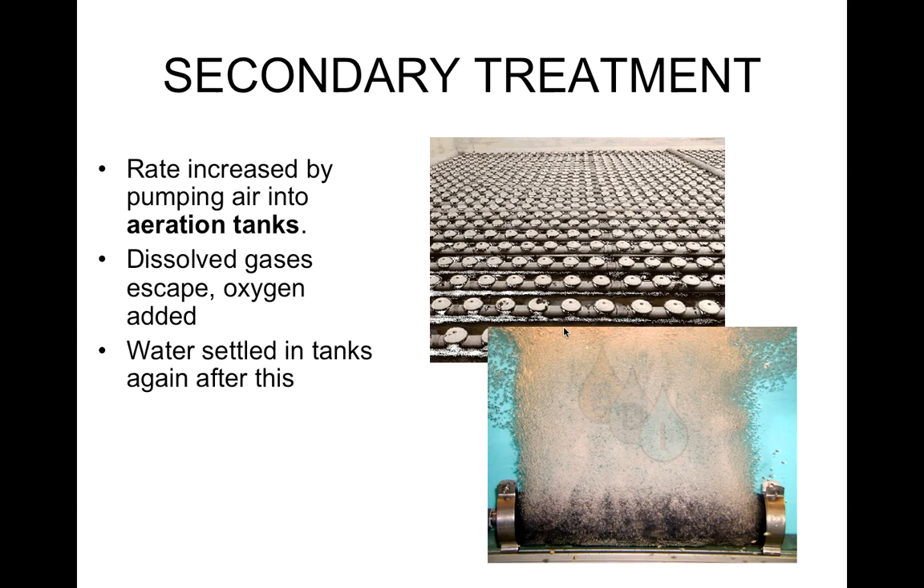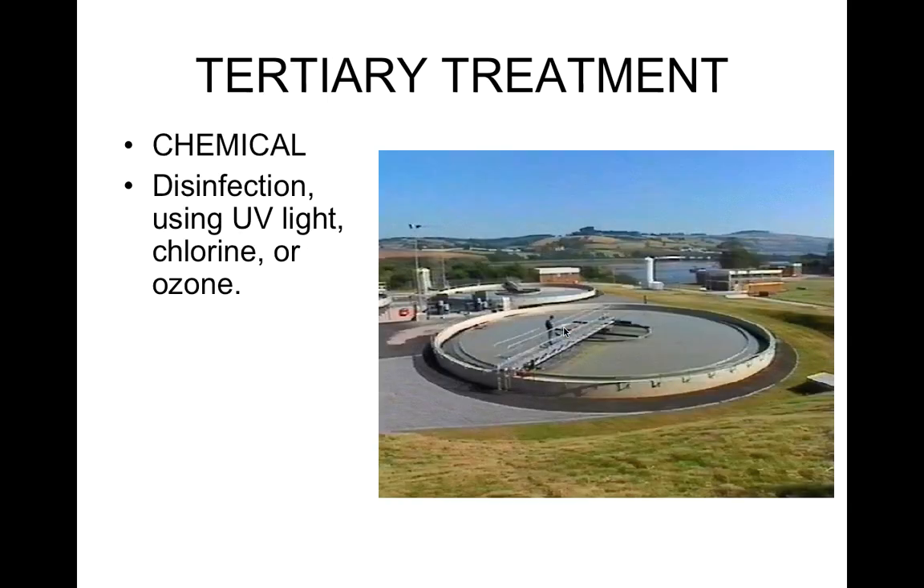And what this also does, besides adding air and oxygen, is it removes dissolved gases that are in the water. So these are the things that oftentimes make the sewage smelly. So if you can remove those gases, you decrease the smell. Then you're again going to use settling tanks after this process, because you then can settle out any material that now has been basically clumped together again from this process.